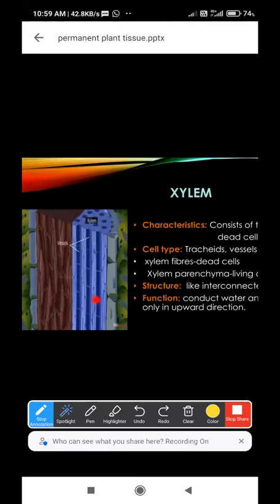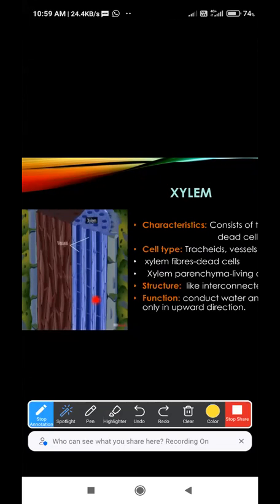Now, what are tracheids? See, these cells which are at the side of the pipe-like structure, they are known as tracheids. They are the supportive cells. The cells that you see, the pipe-like structure, elongated cells which are joined with each other, these are known as vessels. Vessels are connected to each other and form a pipeline from top to the bottom.